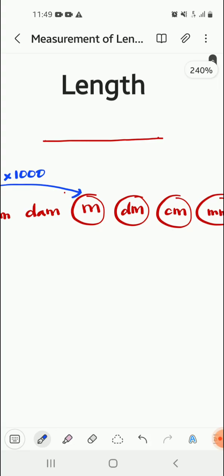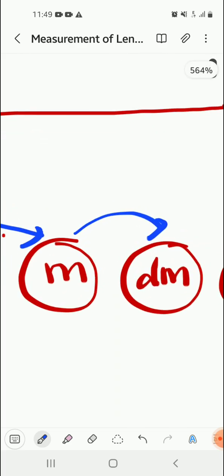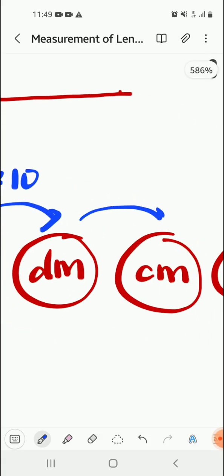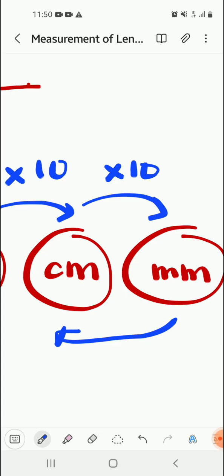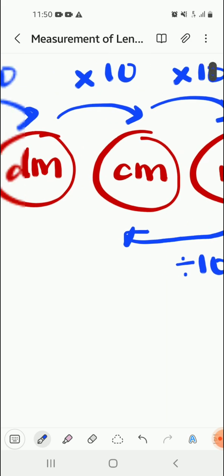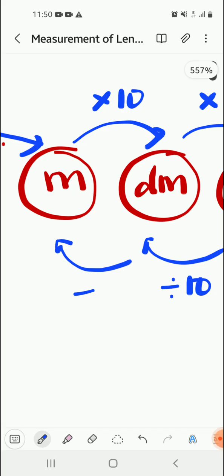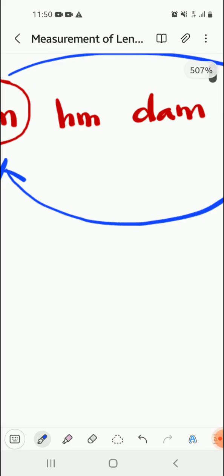The other way around, meter to decimeter, is to multiply by 10. Decimeter to centimeter, multiply by 10. Centimeter to mm, multiply by 10. For the other way around, that is mm to centimeter, we have to divide by 10. Again, centimeter to decimeter, we divide by 10. Similarly, from meter to kilometer, we have to divide by 1000.